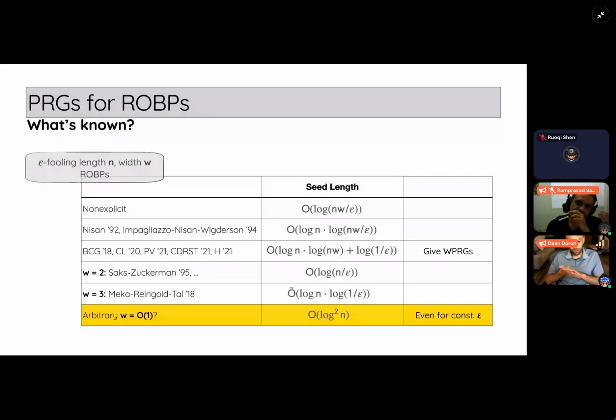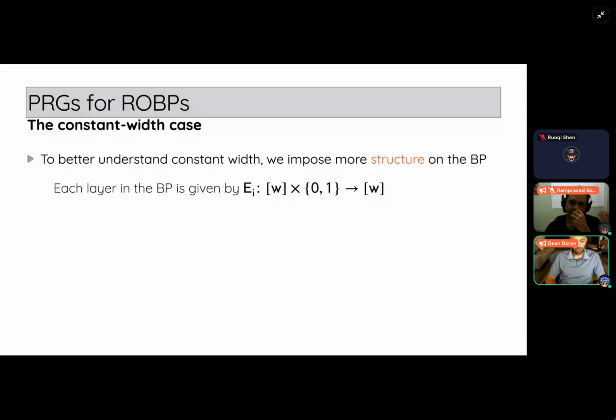So the W=2 case is well understood since the 90s. And for W=3, only recently, Meka, Reingold, and Tal made major progress and got nearly logarithmic seed length in the high error regime. And what about W=4? There, actually, the best we know is Nissan's generator, which gives us log squared n, even for a constant error. So maybe to better understand the constant width case, let's impose even more structure on the branching program.